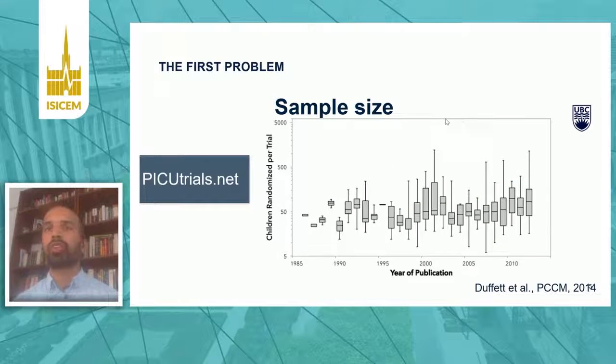When you look at our clinical trials, this is a great resource, picutrials.net, which systematically reviews every clinical trial that's done among critically ill children around the world, and it's constantly updated at that website. If you look at the numbers of children randomized per trial over the past 30 years of clinical research, it hasn't appreciably changed, and it remains quite small, within the 50 to 500 patient range, with very rare trials extending above that.